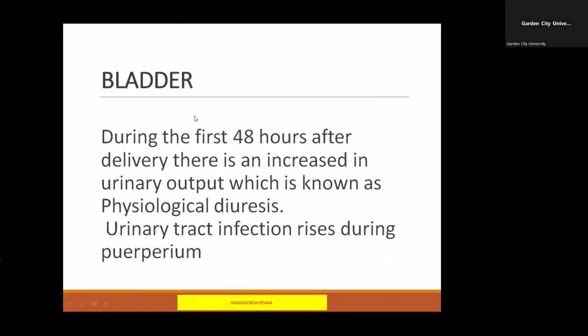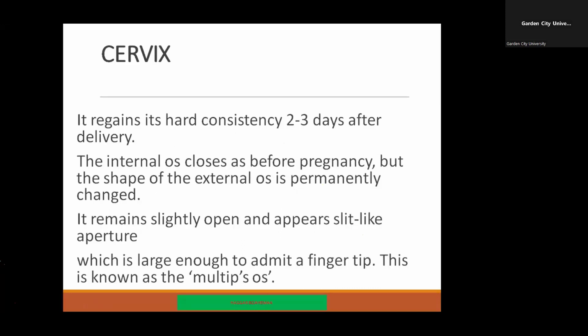Today I have to move a little bit faster. So we have changes in the bladder. And I think I talked about it, that within the first 48 hours, there will be increase in urine output. Then the cervix will regain its tone within 2 to 3 days after delivery. You'll find out that the internal os will close as before, but the external os doesn't close completely. If you do VE, you'll find a tip of finger can be inserted into the cervix. And that is what we call the multiparous os.